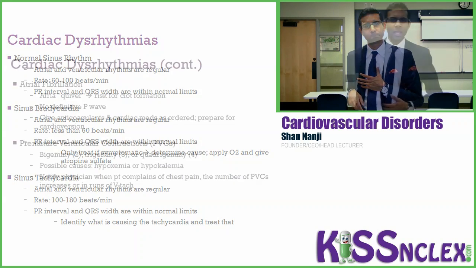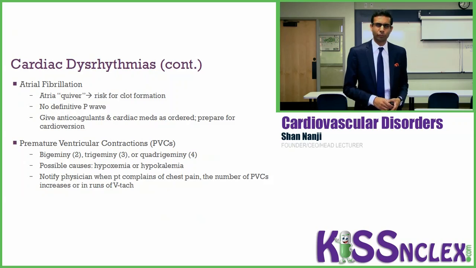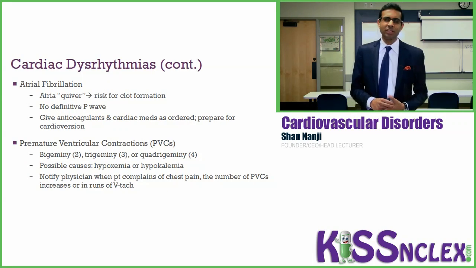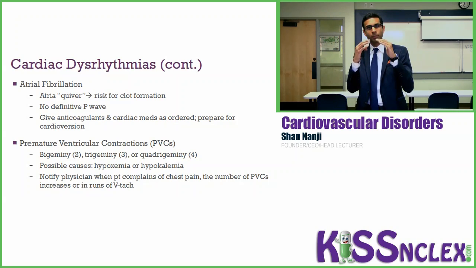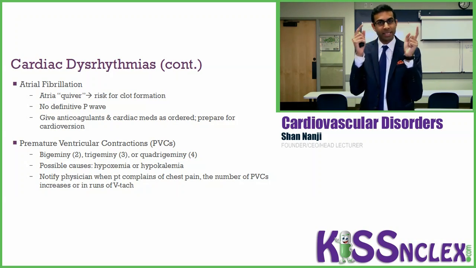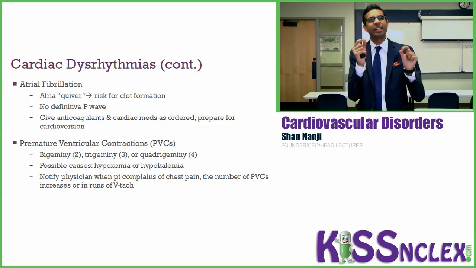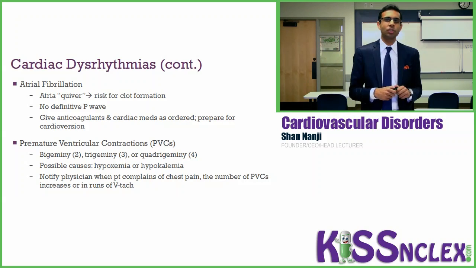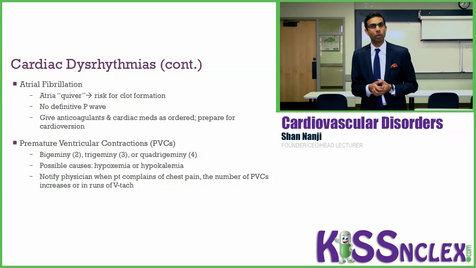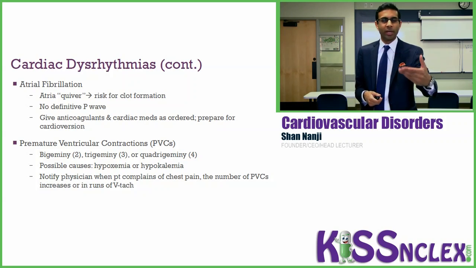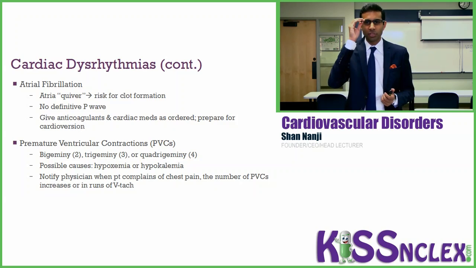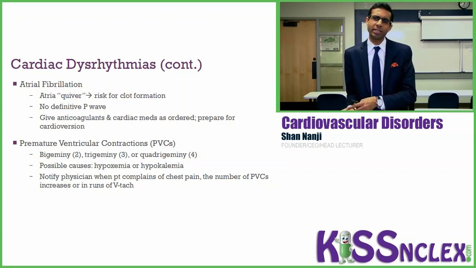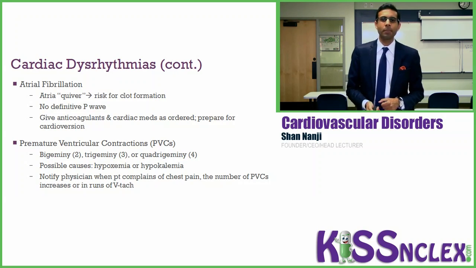AFib, or atrial fibrillation, is when the atria quivers. Because of this arrhythmia, you're at risk for clot formation, and because the P wave is representative of the atria in the EKG, you're not going to see a definitive P wave. And so since your patient is at risk for a clot formation as discussed, we're going to have to give them anticoagulants and cardiac meds as ordered by the physician and prepare them for cardioversion to get them back into normal sinus rhythm.